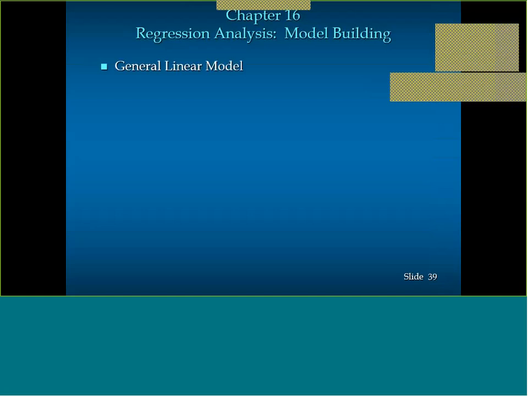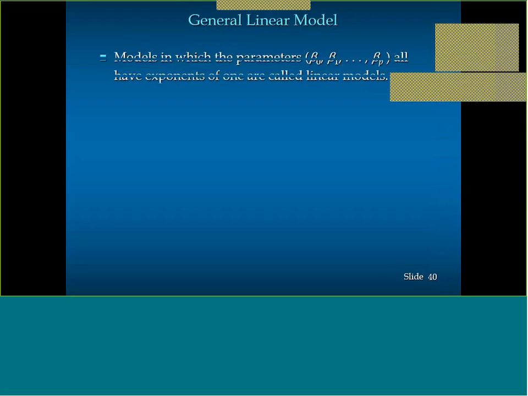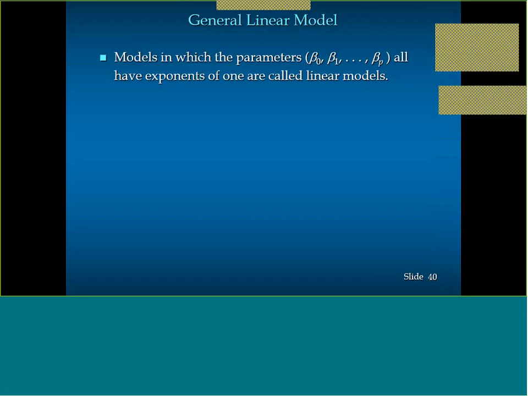Now I'm talking about a more generalized linear model in multiple regression. Models in which the parameters beta naught, beta 1 and so on, beta p all have exponents of 1 are called linear models. So linearity depends upon the exponents of beta naught, beta 1 and so on, beta p. If they have powers of 1, that model is said to be a linear model.